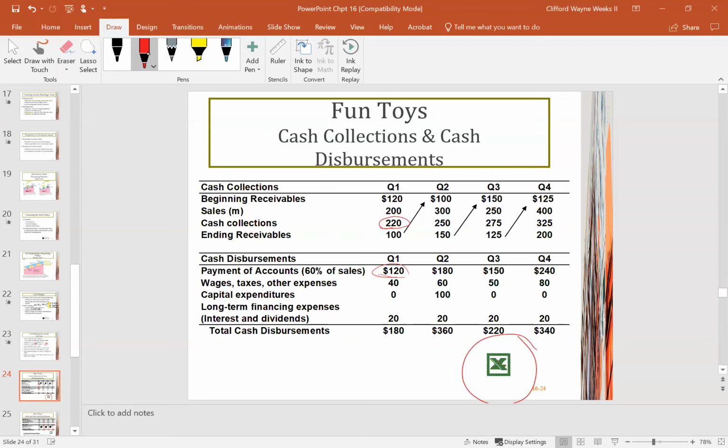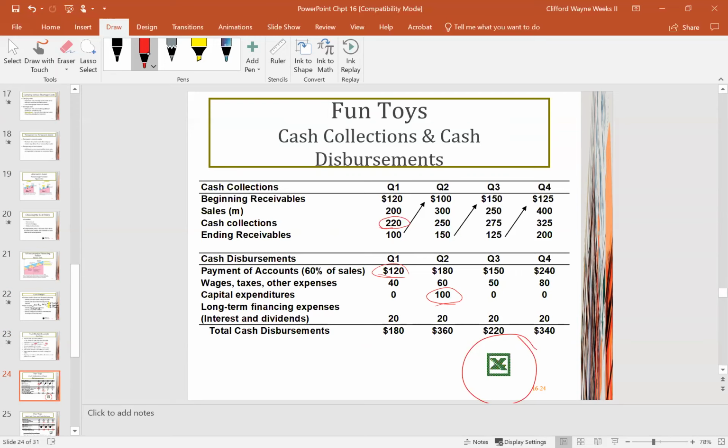This capital expenditures line right here actually comes from our capital expenditures budget, which is part of the, what is it called? The operating budget, I think is what it's called. The operating budget consists of the income statement budget along with the cash and capital expenditures budget.